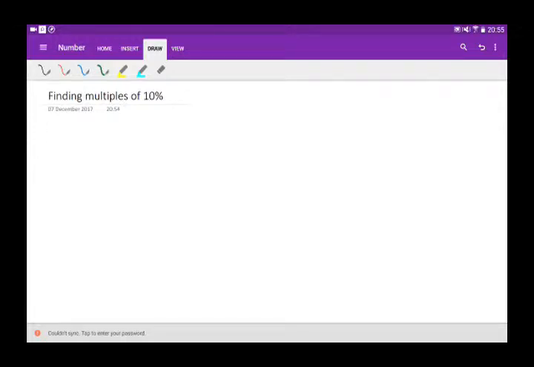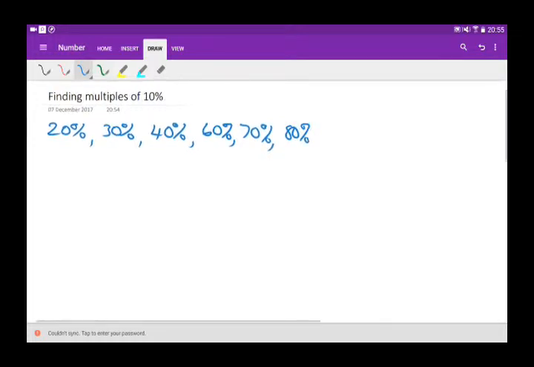Okay, today we're going to look at finding multiples of 10%. For example, how do we find 20%, 30%, 40%? I'm going to miss out 50 because that's a special one. 60%, 70%, 80%, 90%, and you get the idea. Okay, so how do we work out those percentages?